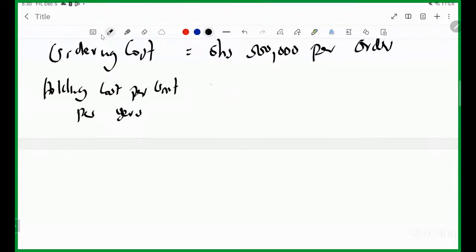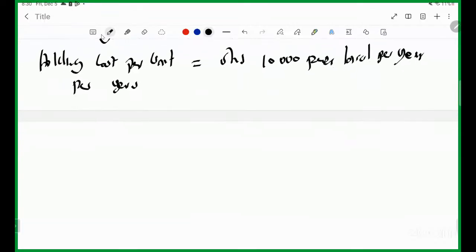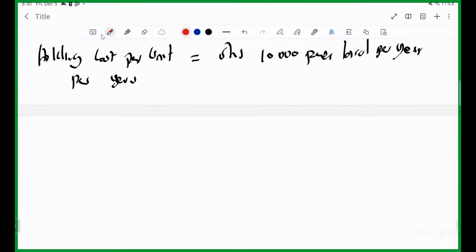$10,000. It is shillings 10,000, and it is per bird per year. They have also told us that they have a buffer inventory. Buffer means that they have a minimum, a safety minimum inventory. If your stock goes to that level, things are bad.